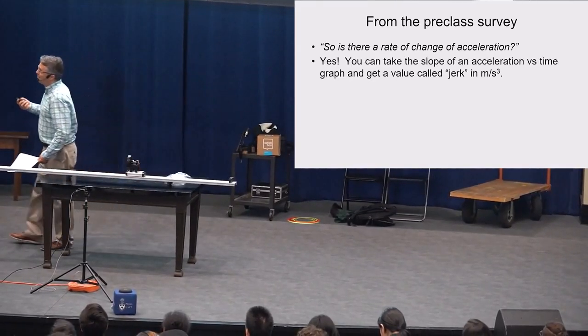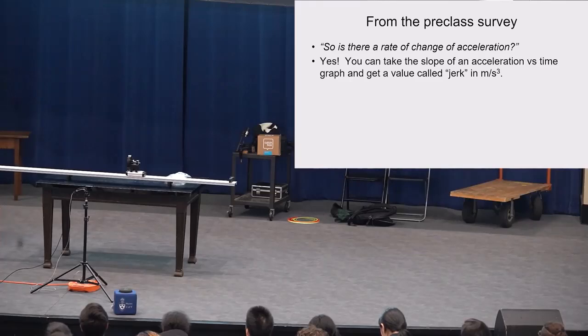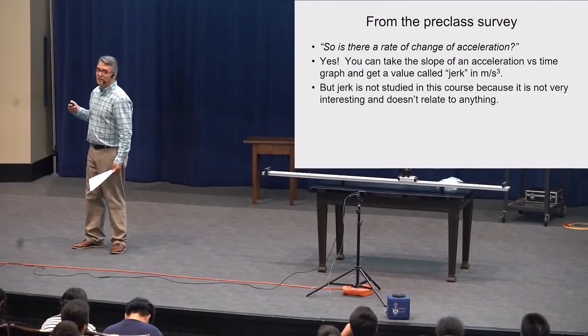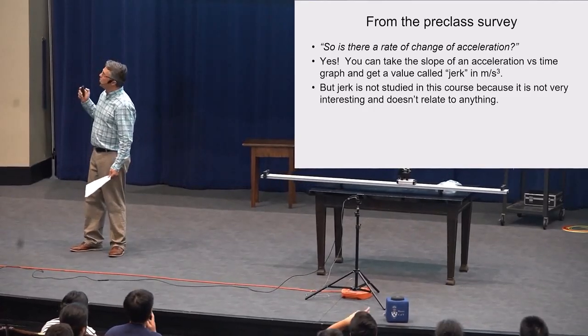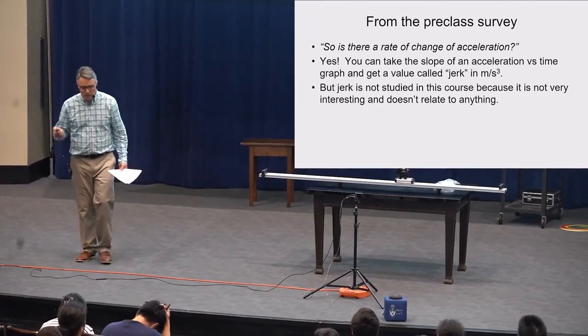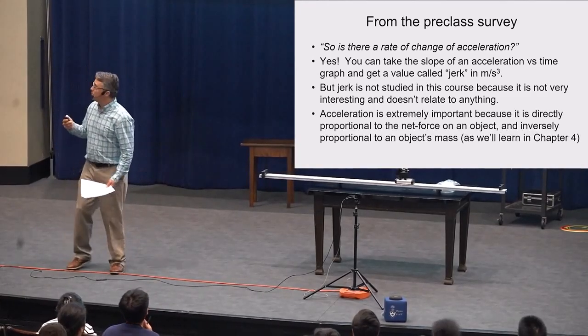Yeah, you could take the slope of the acceleration versus time graph and get jerk, in meters per second cubed, but no one ever does that. I'd say that's because it's not very interesting and doesn't relate to anything. So why did we get to acceleration anyways?